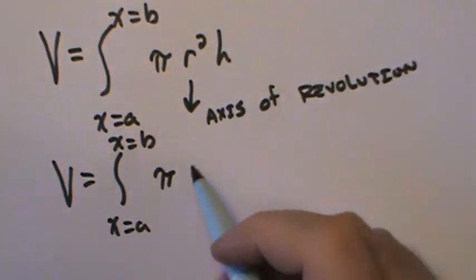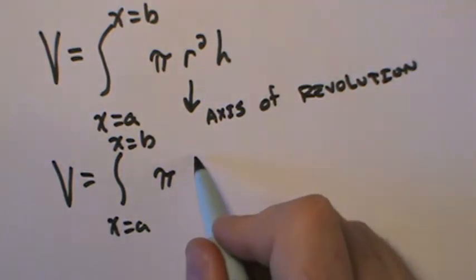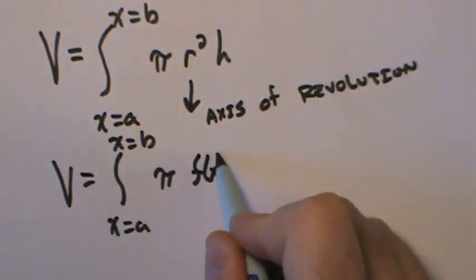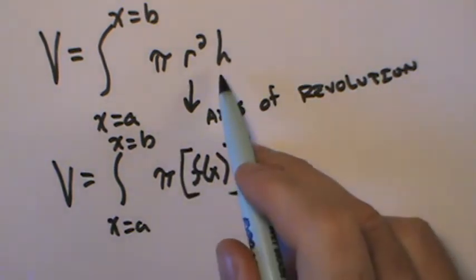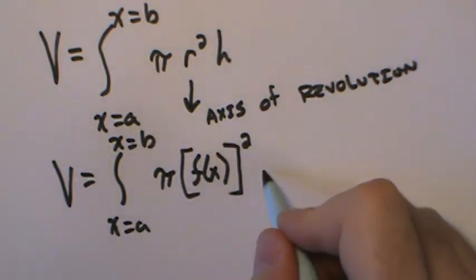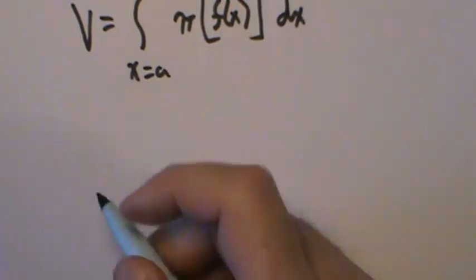What I mean by that is you have to figure out what your radius is based off of your axis of revolution. So in these first couple examples, I'm just going to say f of x that gets squared, and your h, because you're going to stack these, would be dx. So that would be your calculus formula. Now let's look at an example of this.